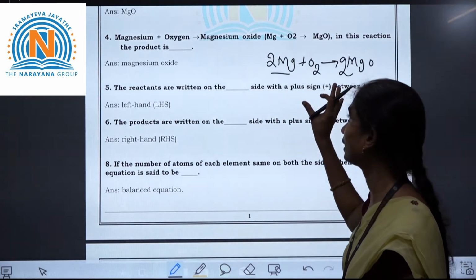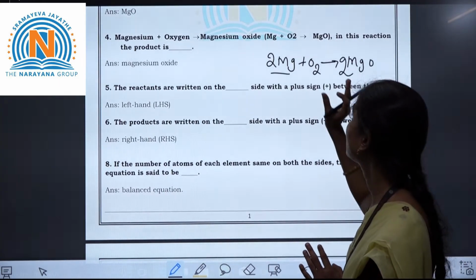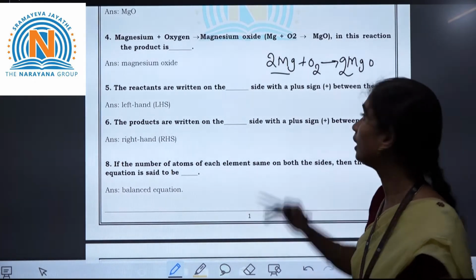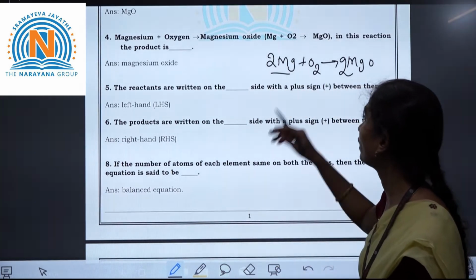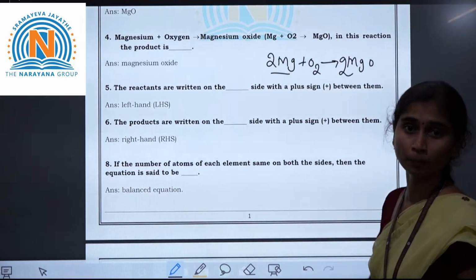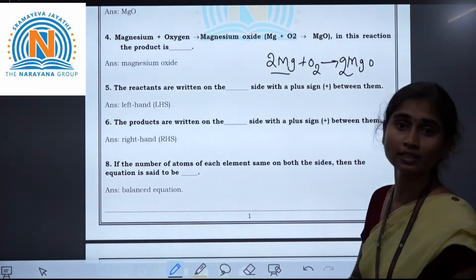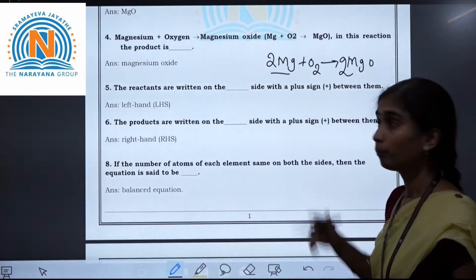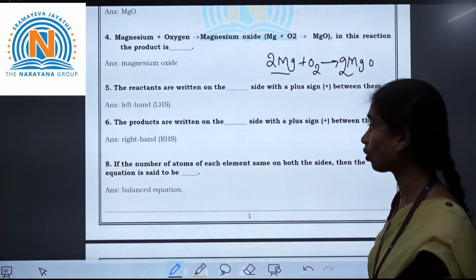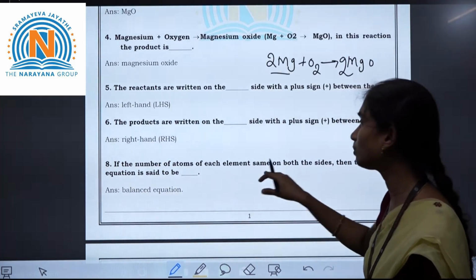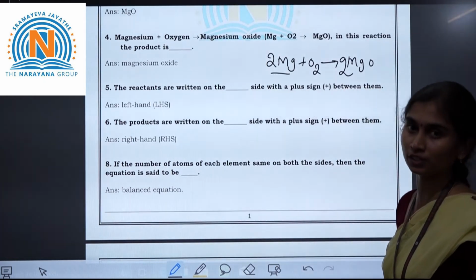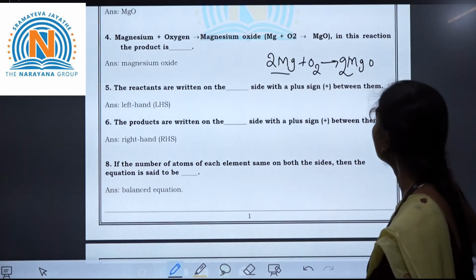First we need to take the unbalanced equation, which is nothing but the atoms of an element present on the reactant side not being equal to the product side. So if you balance the equation, see here 2 magnesium atoms on the reactant side and 2 magnesium atoms on the product side, and 2 oxygen atoms on the reactant side and 2 oxygen atoms on the product side, right? If the number of atoms of each element is the same on both sides, that equation we are calling a balanced equation, right? And let us go for the next question.